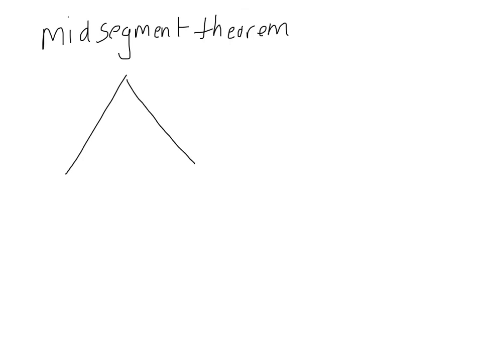So the midsegment theorem says that a midsegment of a triangle is parallel to a side of the triangle, and its length is half the length of that side. So, if I have my triangle here, I have side A, B, C, and here's, I'll say, my midsegment DE.